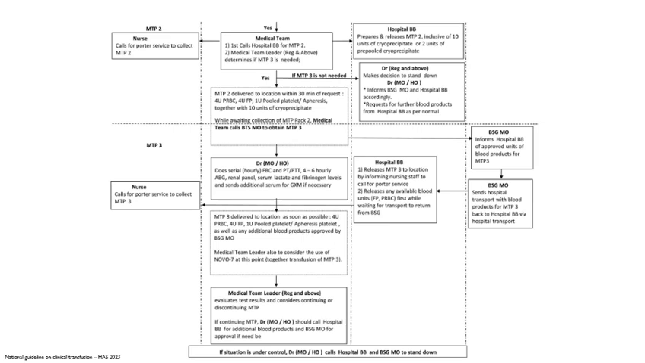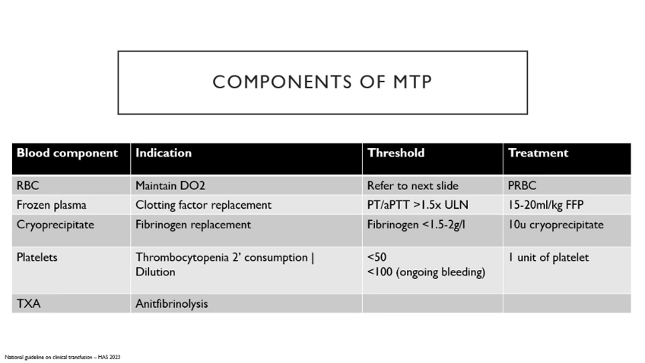Now, let's look at the components of the massive transfusion protocol. First, we have red blood cells to maintain the delivery of oxygen. Second, we have frozen plasma for clotting factor replacement. This will be given if the PT or the APTT is more than 1.5 times the upper limit of normal and can be dosed at 15 to 20 mL per kilogram. Thirdly, we have cryoprecipitate. This is given for fibrinogen replacement, and it will be given when fibrinogen is less than 1.5 to 2 grams per liter.